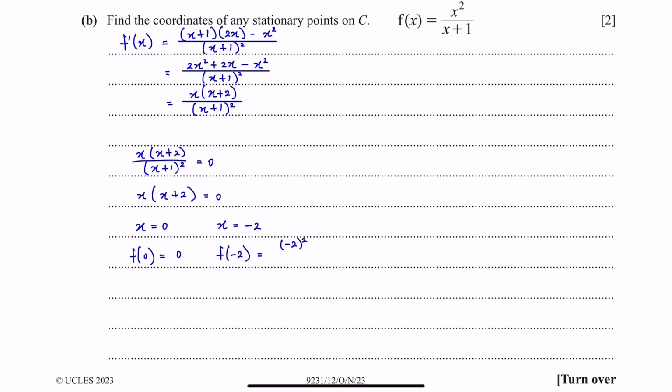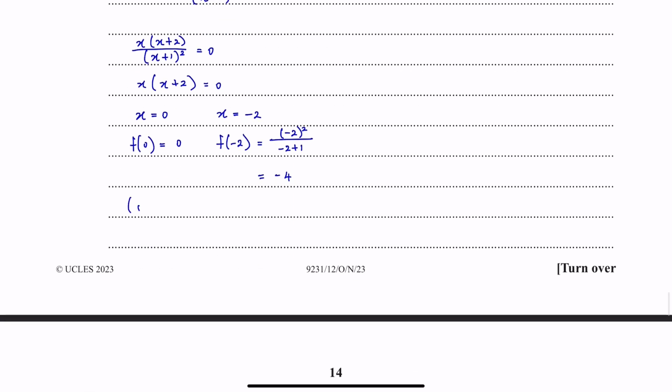Negative 2 squared, negative 2 plus 1. So we get negative 4. So the coordinates are basically 0, 0 and negative 2, negative 4. Done.